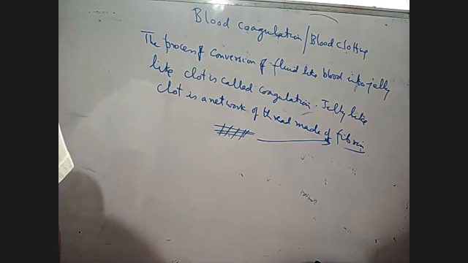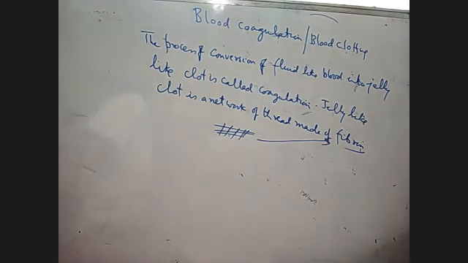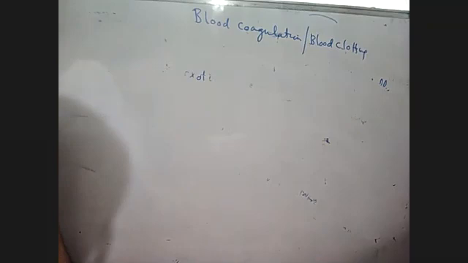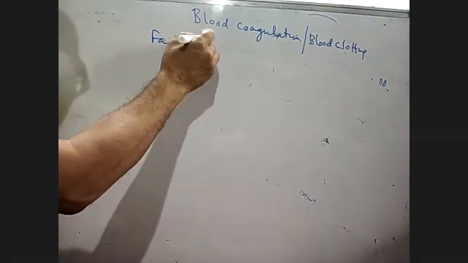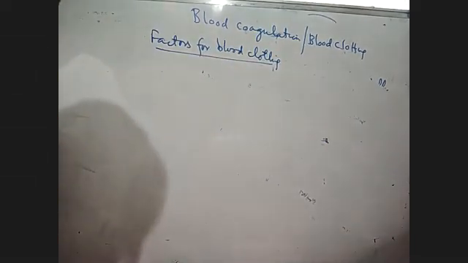Vitamin K and calcium ions are also required for blood clotting. If the blood does not clot, this condition is called hemophilia. Now we will write the factors for blood clotting. So many factors are there, so we just write them down.